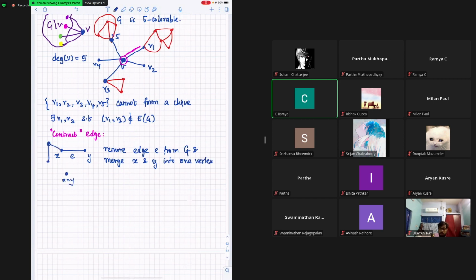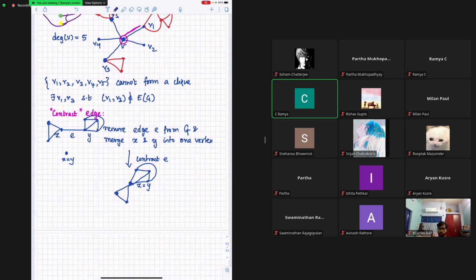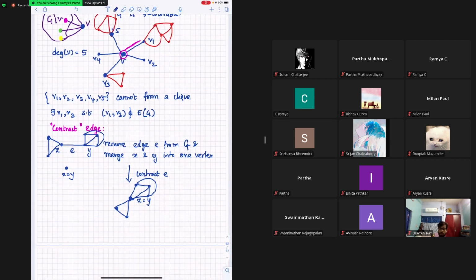Now suppose there was a triangle here, and let's say there is a K4 here. Everything will now become part of this vertex. So what will happen after you contract E? You'll get one vertex, which is x equal to y, and you will have a K4 attached to it. So basically, all the neighbors of V1 will get transferred to V, to be the neighbors of V. All the neighbors of V1 will be transferred to V, right? Exactly. And then everything else remains as is.